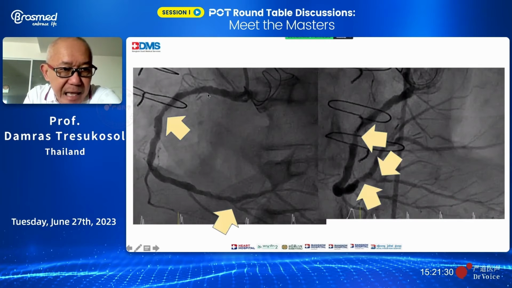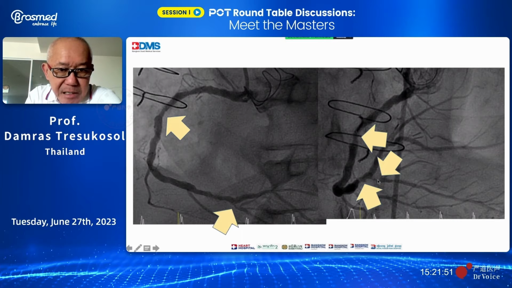And this was his native RCA. You can see that there is a lesion here, and a tight lesion on the RPD. So very small. And compare the reference vessel of the RPD and distal RCA, it was totally different. Again, RPD and distal RCA.